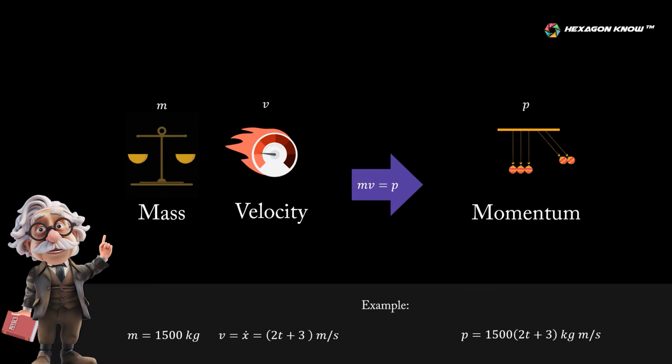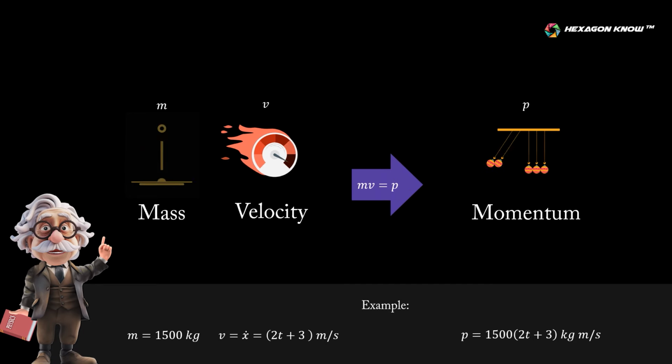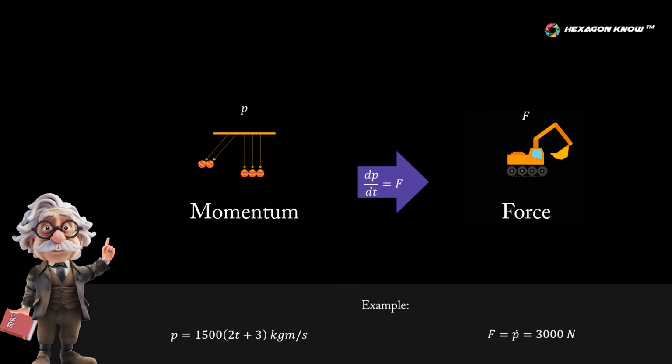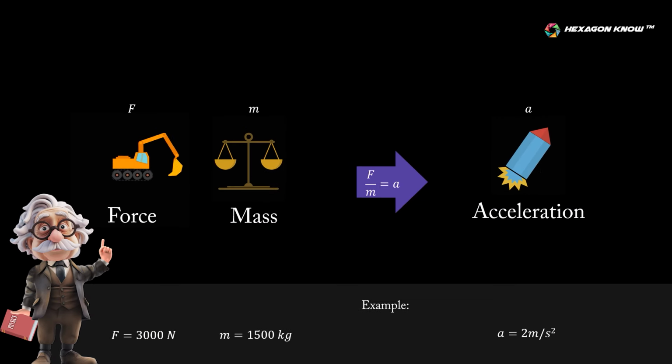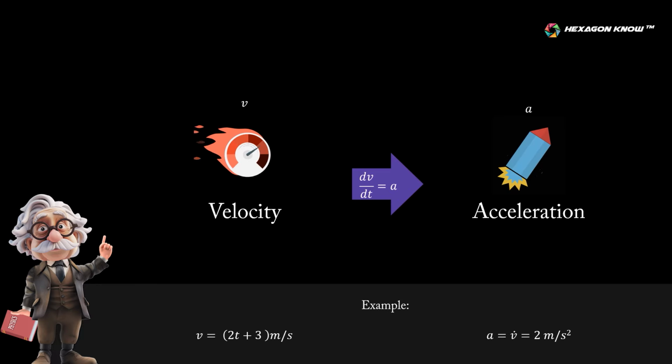Multiplying mass by velocity gives us the quantity called momentum, which describes the amount of motion the object has. The change in momentum gives us the impulse. If we take the time derivative of momentum, we have the force acting on the object. Knowing the force and dividing it by mass gives us the acceleration of the object. This can also be found by taking the time derivative of velocity, and it represents how fast the velocity is changing with respect to time.